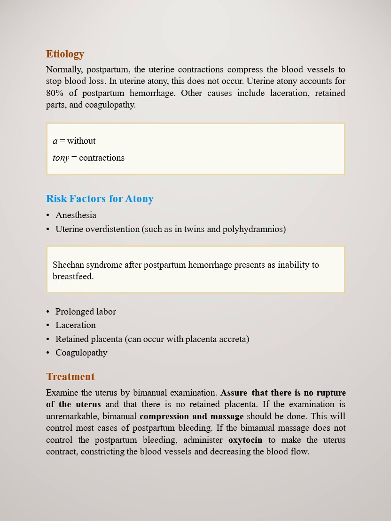Etiology: after delivery, the uterine contractions compress the blood vessels to stop the blood loss. Uterine atony accounts for 80% of postpartum hemorrhage. Other causes are lacerations, retained parts, and/or coagulopathy. And the meaning of the word uterine atony is A, without tone, contractions. The risk factors for atony are number 1, anesthesia, number 2, uterine overdistension, such as twins or polyhydramnios.